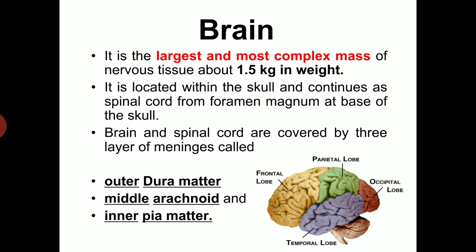Brain and spinal cord are covered by three layers of meninges called the outer dura mater, middle arachnoid and inner pia mater. So there are three layers of meninges which cover the brain and spinal cord.